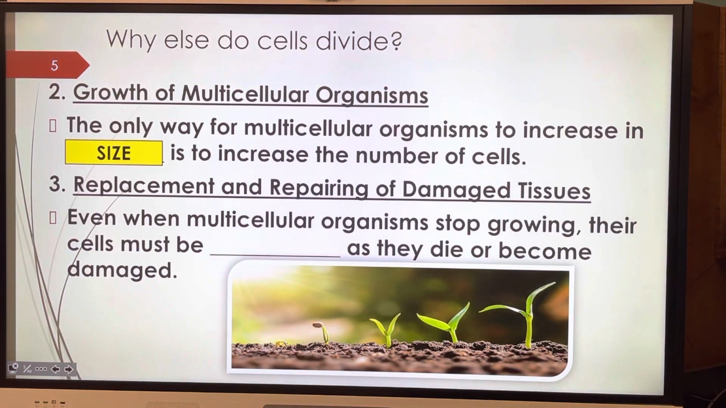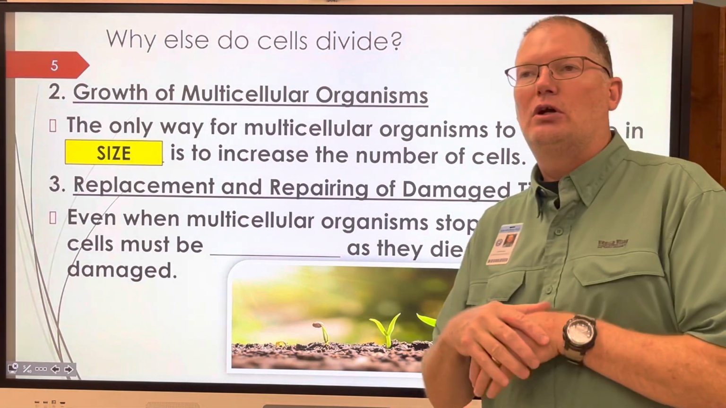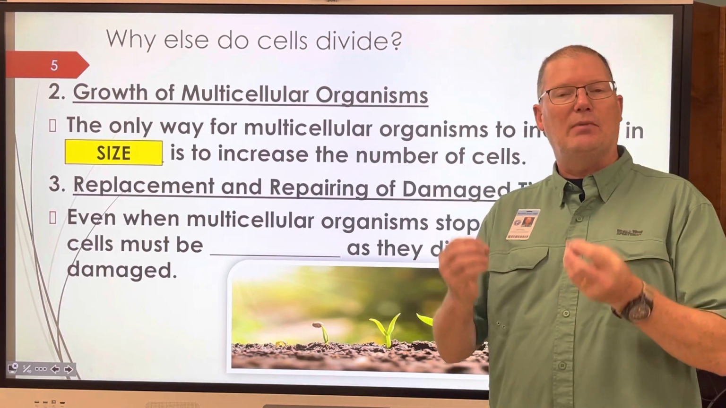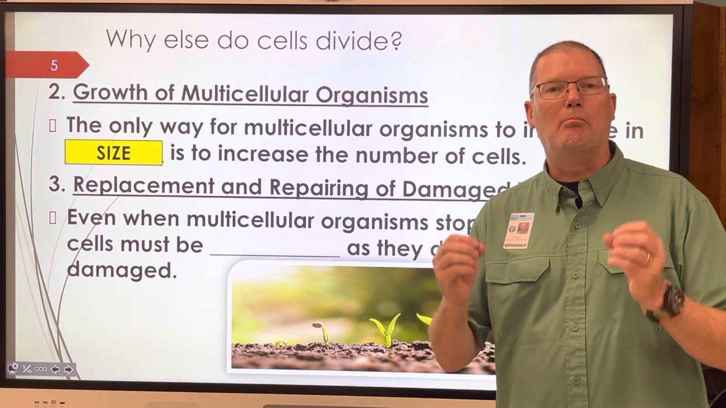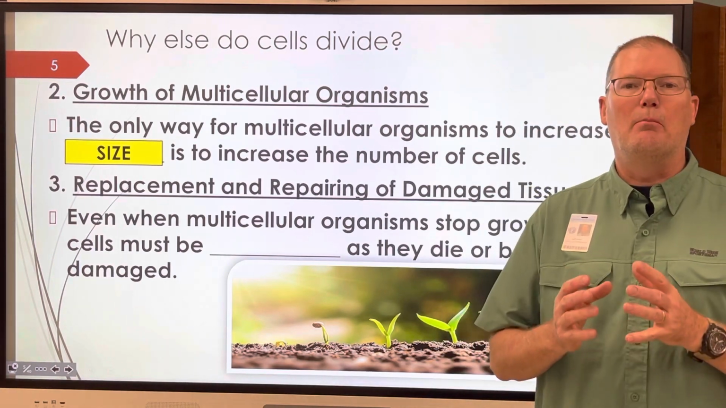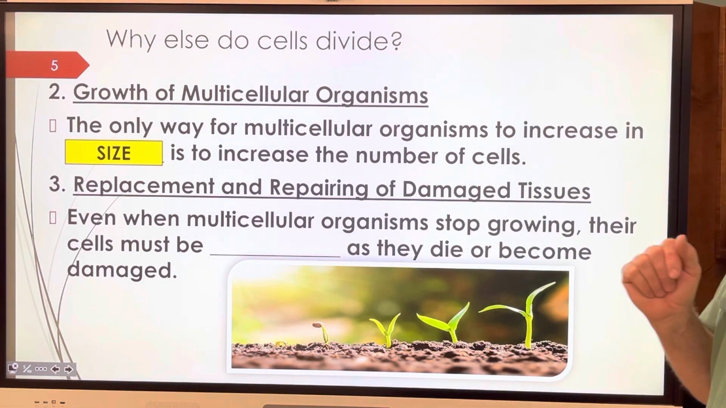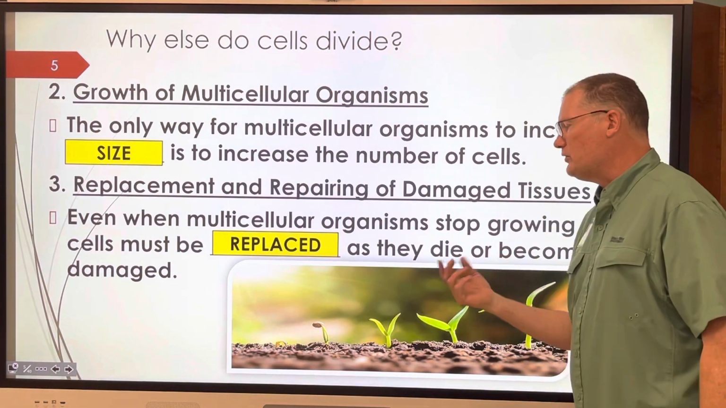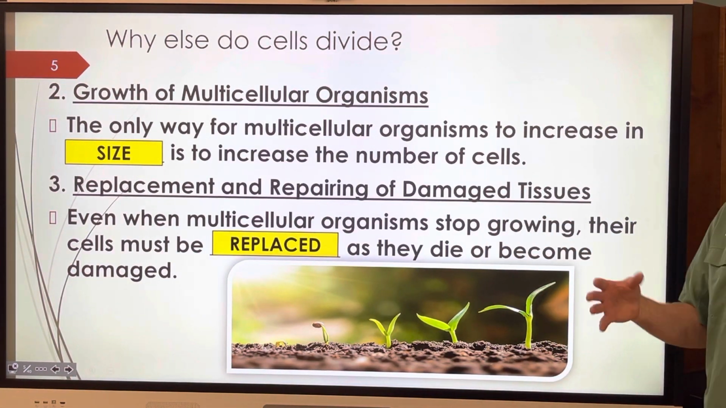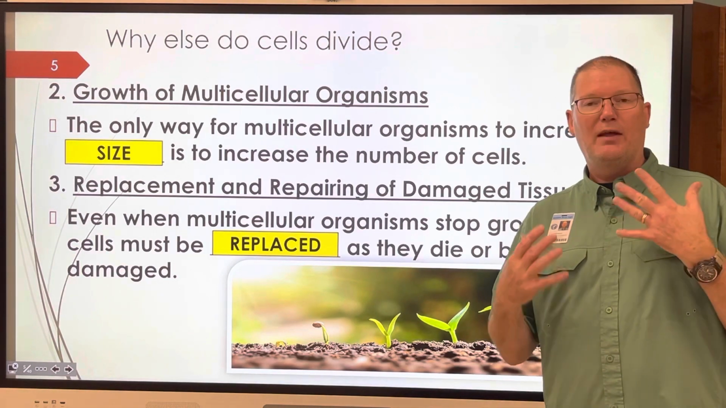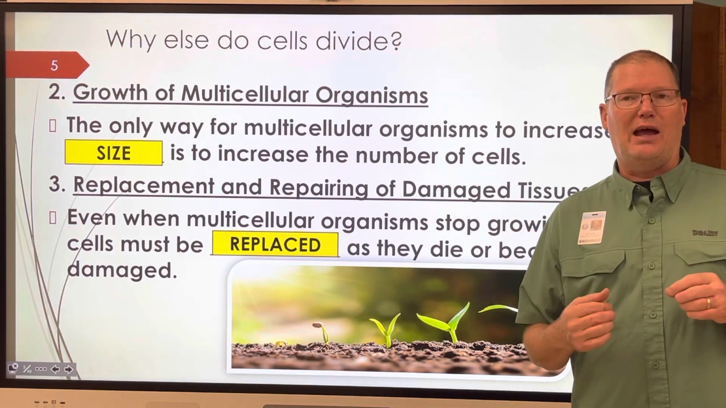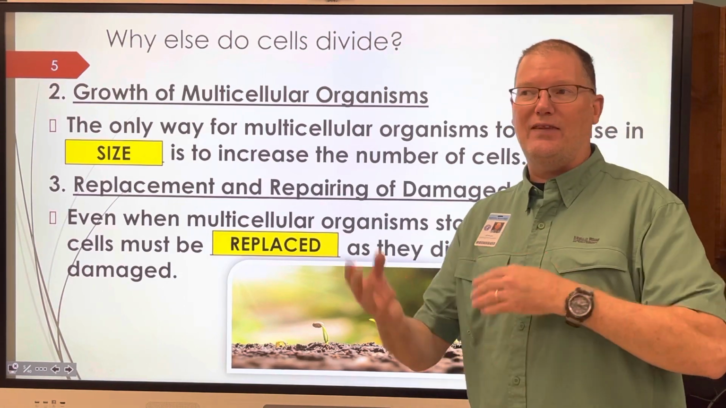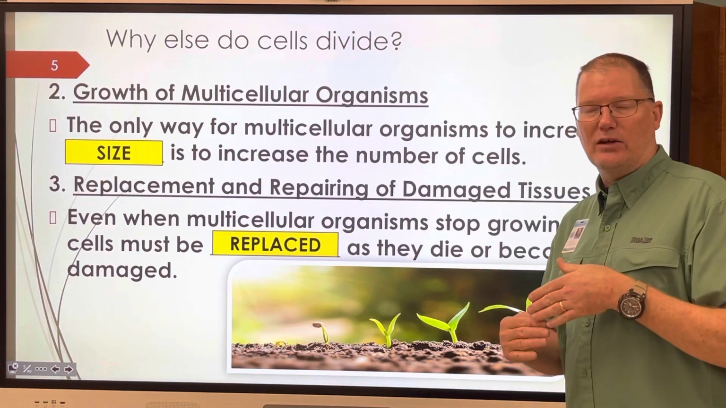Replacement and repairing of damaged tissues. Ouch, I got a boo-boo. How does your body fix itself? It makes new cells. Mitosis, okay? Mitosis is the word that we're looking for here. Even when multicellular organisms stop growing, their cells have to be replaced, excuse me, as they die or become damaged. Red blood cells only live for 3 days in your body and they have to be replaced every 3 days.